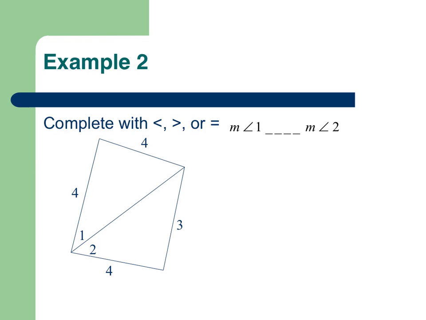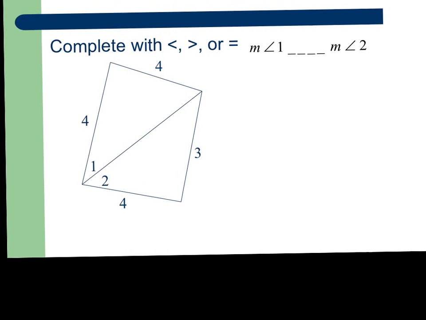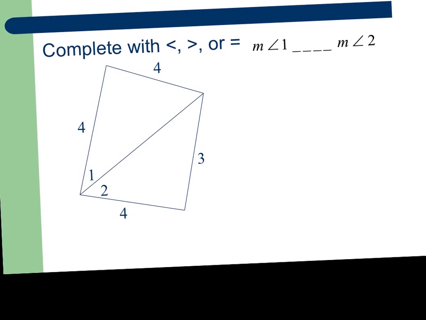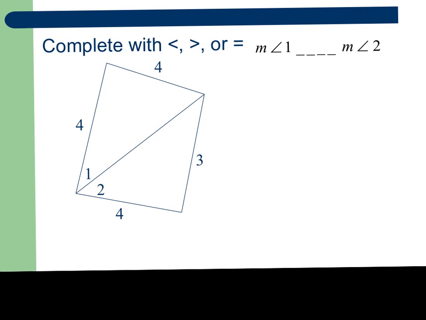Okay, this one you're just completing with less than, greater than, or equal to. So in order to even begin to figure this out, you have to have two pairs of congruent sides and then information about either the third side or the angle where they meet. So I would use that this 4 is congruent to this 4. That's one pair of congruent sides. Where's the other pair? The reflexive side.